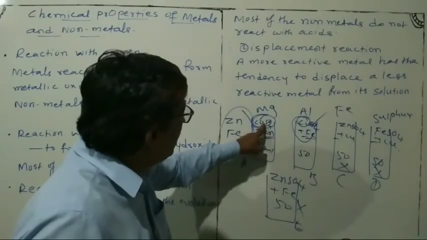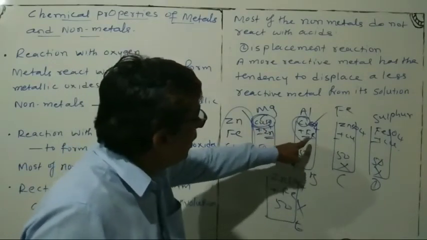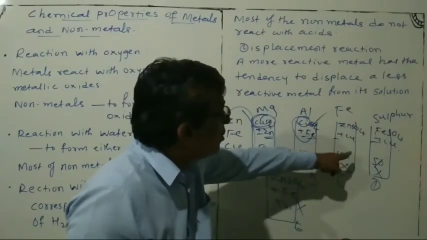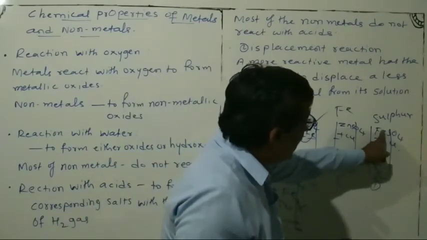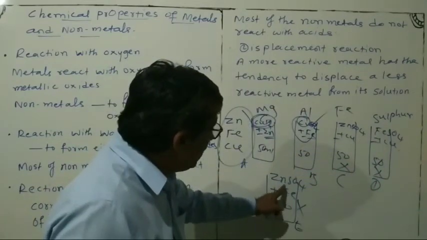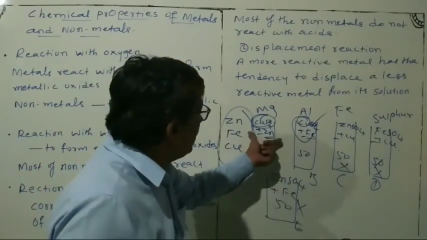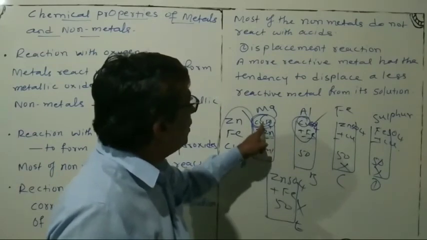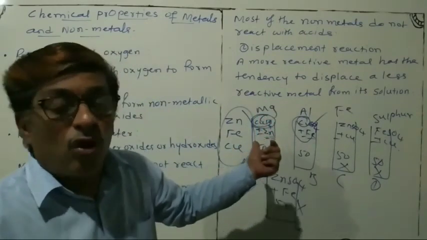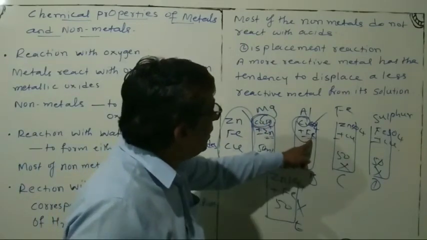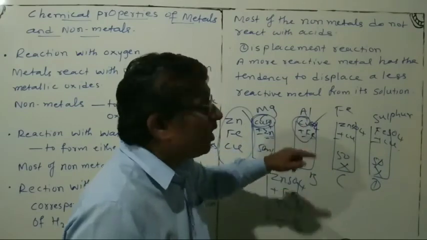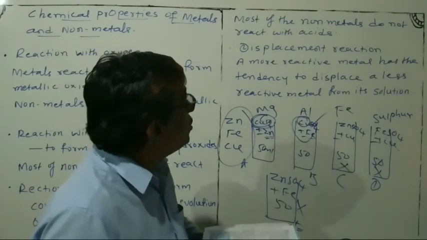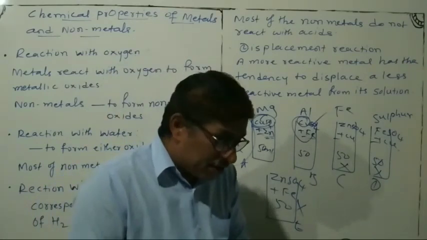Zinc is more reactive than copper, and copper is less reactive. Iron is more reactive than copper. With copper and zinc sulfate, zinc is stronger, so no reaction. With copper and iron sulfate, iron is stronger, so no reaction. With iron and zinc sulfate, zinc is stronger, so no reaction. In the first two, zinc is stronger than copper, so zinc sulfate solution forms, and iron is stronger than copper, so iron sulfate solution forms, and the color also changes. This type of reaction is called a displacement reaction.